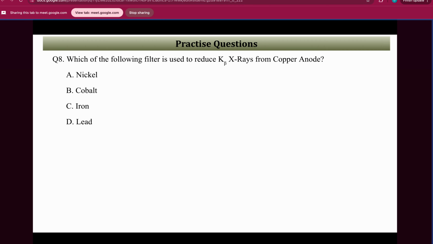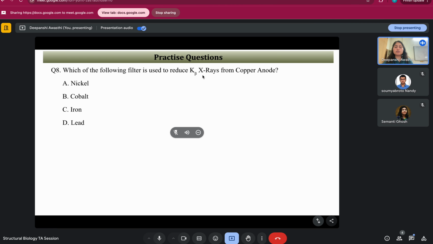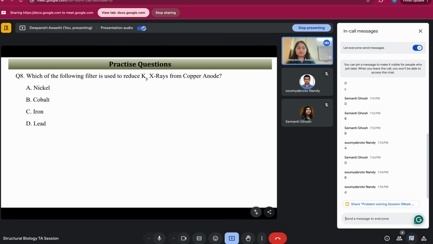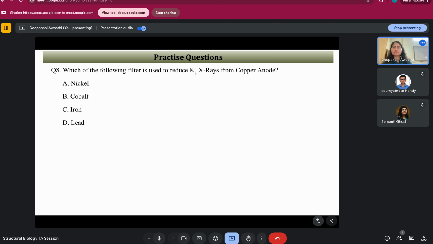Okay, so the next question is: which of the following filters is used to reduce K beta X-rays from a copper anode? This was covered in your week session topics. I haven't included this slide in my presentation, but I hope you might have some idea about it. Option A is nickel, option B is cobalt, option C is iron, and option D is lead. Okay, so according to you, lead is the right answer.